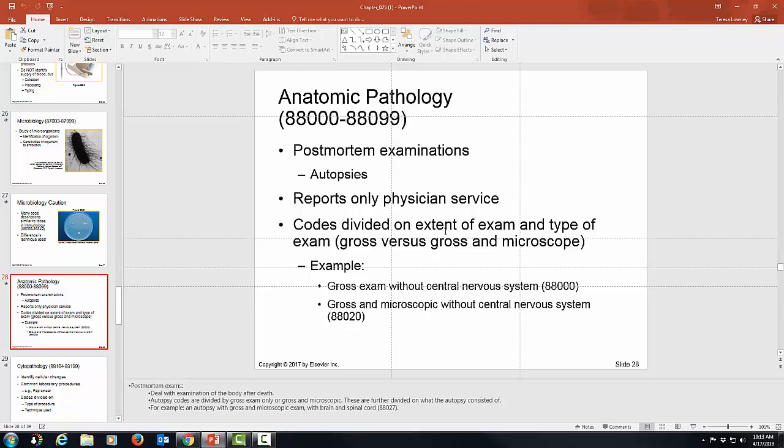The codes are divided on the extent of the exam and the type of the exam, so gross versus gross and microscopic. A gross exam without the central nervous system is one code, and the gross and microscopic without the central nervous system is another code. You need to make sure that you're paying attention to those notes before you try to code those.